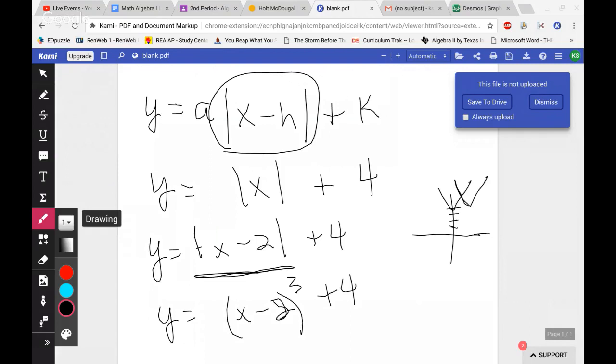Okay. So the H moves it left and right, and it has to be inside the parentheses of some sort, or the absolute value, or the square root. And the K moves it up and down, and the A squishes it either in or out. And that's the differences. But you will be able to use Desmos tomorrow, or your graphing calculator, either one.